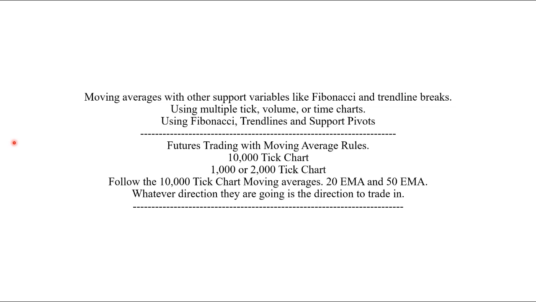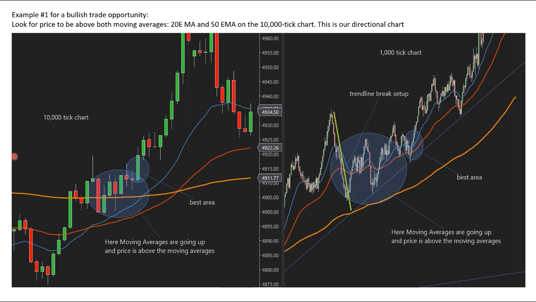So price must be above the 50 and the 20 EMA, exponential moving averages, in order to find a trade setup. Okay, so first example for a bullish trade opportunity right here. On the left, you see the 10,000 tick chart. On the right, you see the 1,000 tick chart.